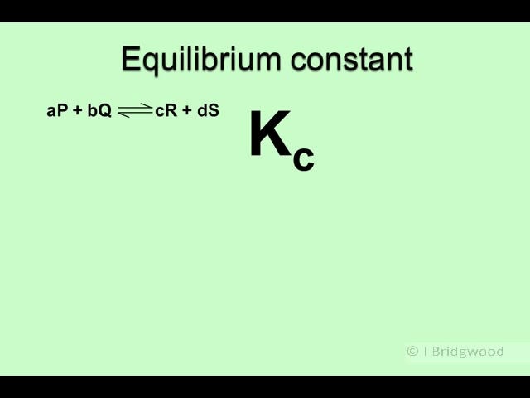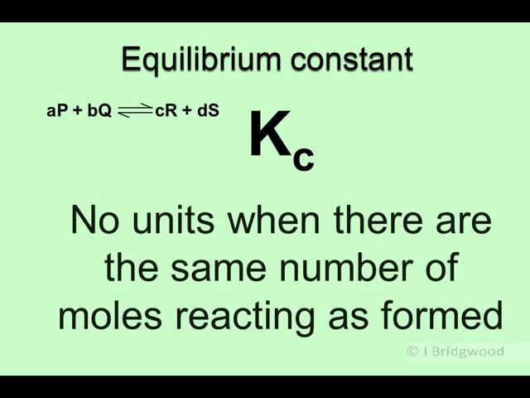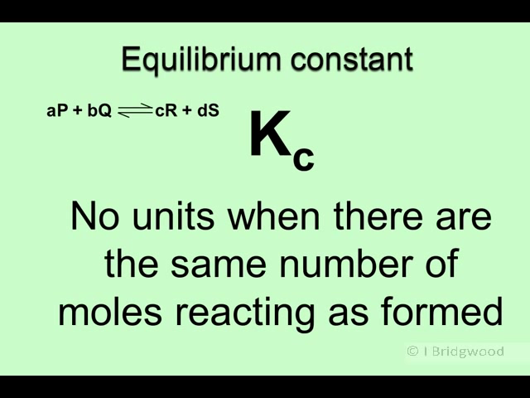So here are a few points about our equilibrium constant. Firstly, the units of Kc are going to depend upon the stoichiometry of the equation. Fairly obviously, if you think about it, because the stoichiometry does determine the powers that the concentrations are taken to. If the powers on the top and the bottom are the same, then there will be no units for Kc.